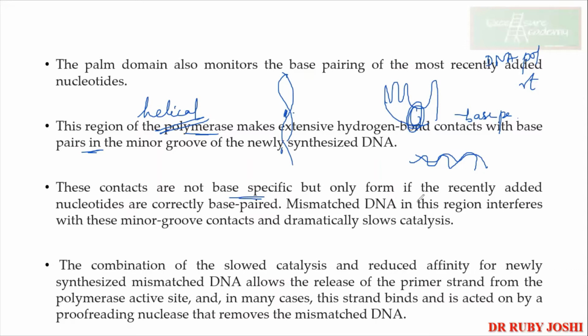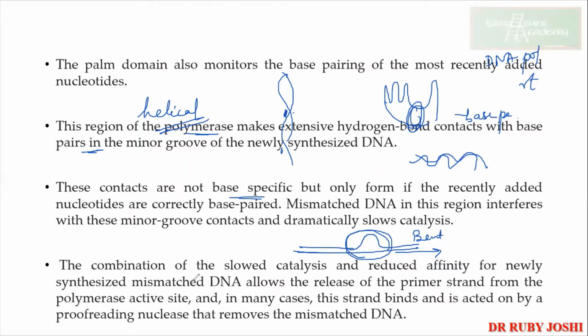But they only form if the recently added nucleotides are correctly base paired. So mismatched DNA in this region interferes with these minor groove contacts and dramatically slows catalysis. Now how it is going to slow down the activity, as I mentioned before, अगर आपने ध्यान दिया हो, so we have got it like this, and उसमें अगर आपका mismatch आ गया है, so it will look like this, एक bend आ जाएगा. So this is going to interfere with the movement of the DNA polymerase ahead, and this will slow down the activity of your DNA polymerase.